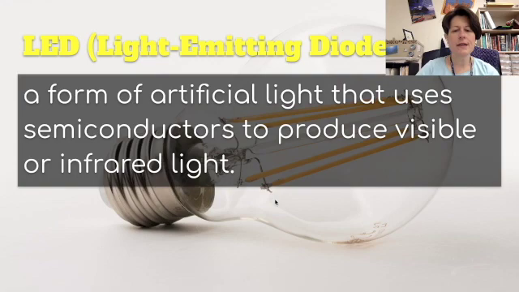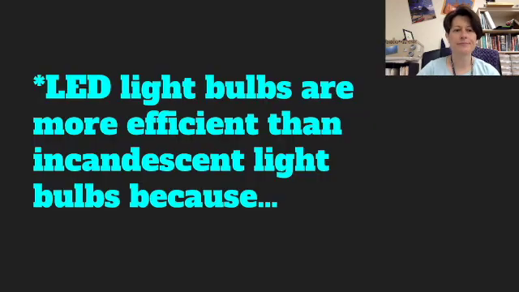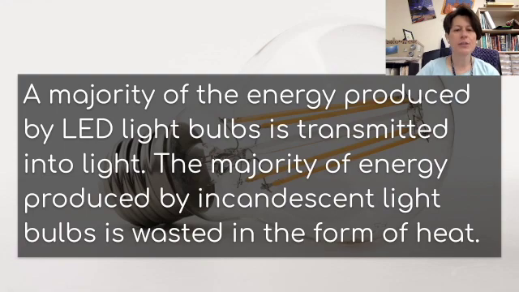Also, LEDs can come in many different colors. There are different semiconductors that they use, and depending on the semiconductor, you get different colors. These are really efficient. They give off very little heat. LED light bulbs are more efficient than incandescent light bulbs because a majority of the energy produced by LED light bulbs is transmitted into light. The majority of energy produced by incandescent light bulbs is wasted in the form of heat.